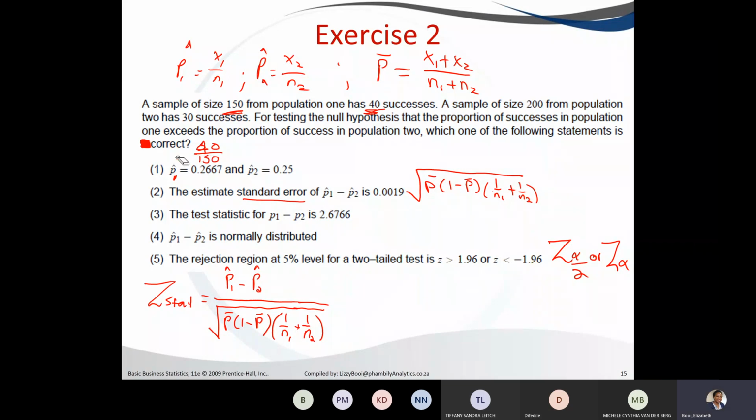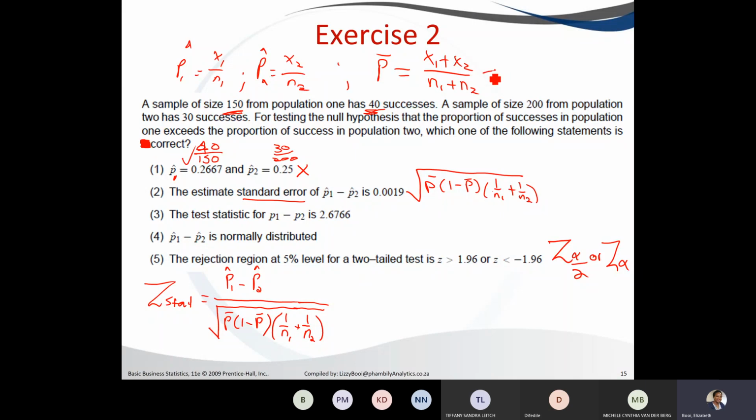Do you get the same? Yes, I got the same. And for the second one, it's 230, so this one should have been 30 divided by 200. What do you get? 0.15. Therefore, this one is incorrect. Yes. Then we move to the next one, the point estimate.